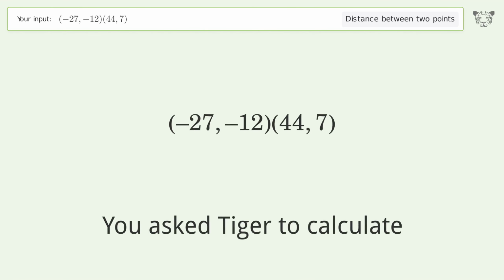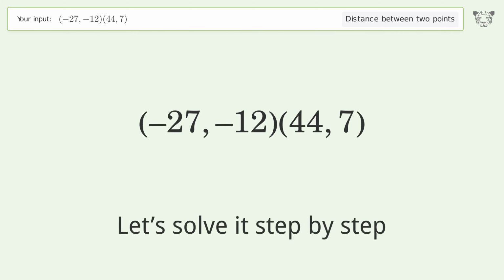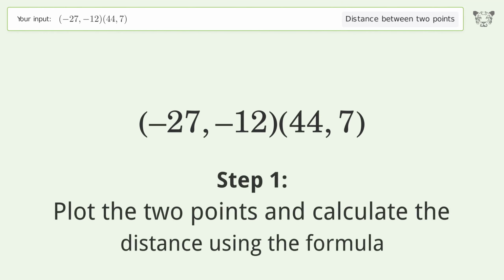You ask Tiger to calculate. This deals with the distance between 2 points. The distance between the 2 points is the square root of 5,402, or 73.498. Let's solve it step by step. Plot the 2 points and calculate the distance using the formula.